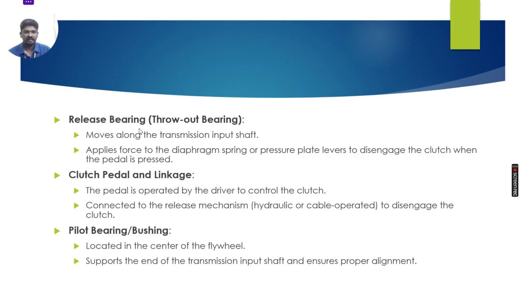Next one is the release bearing. It moves along the transmission input shaft. It applies force to the diaphragm spring or pressure plate levers to disengage the clutch when the pedal is pressed. The next is the clutch pedal and linkages. The pedal is operated by the driver to control the clutch, connected to the release mechanism. Next is the pilot bearing and bushing. It is located in the center of the flywheel. It supports the end of the transmission input shaft and ensures proper alignment.